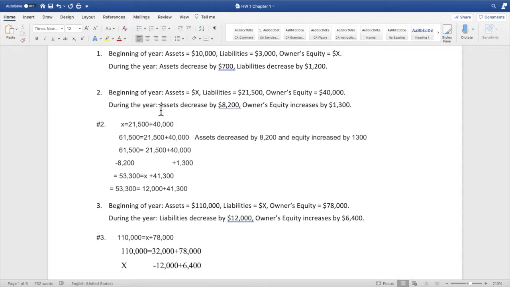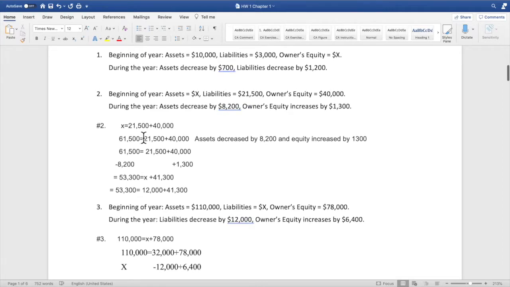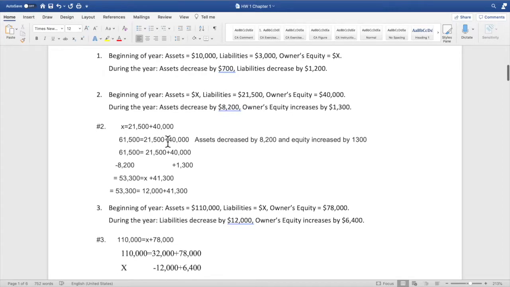But beginning of year, assets are unknown, liabilities equal $21,500, and owner's equity equals $40,000. So we start out with X is assets, we have $21,500 in liabilities, and we have $40,000 in owner's equity. So now if we add these two together, we know that our assets equal $61,500.